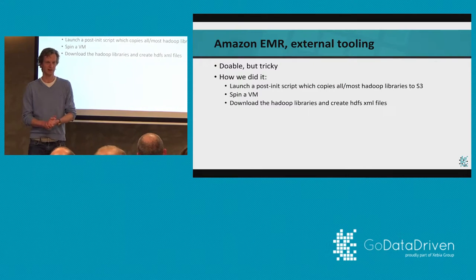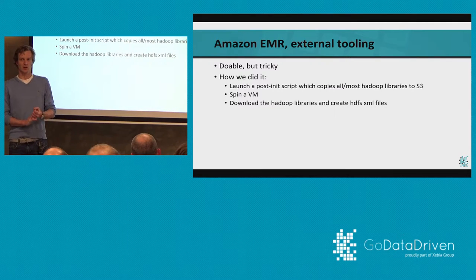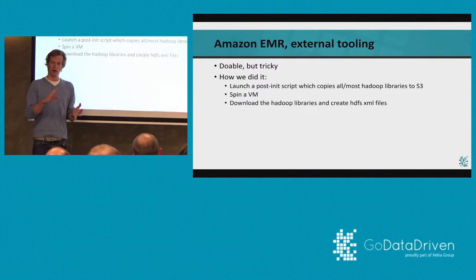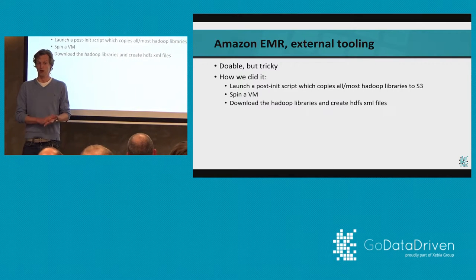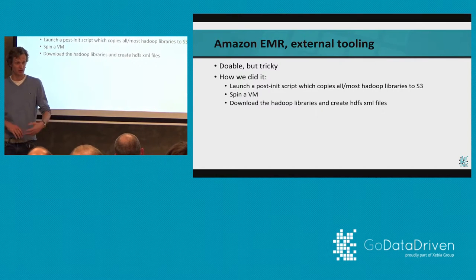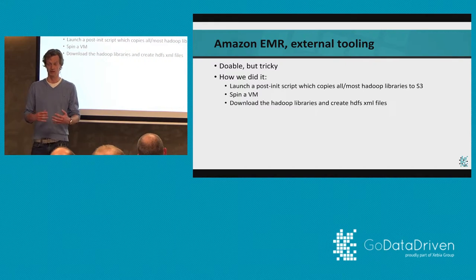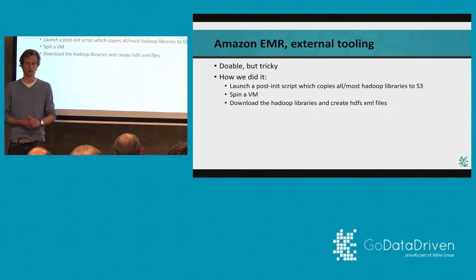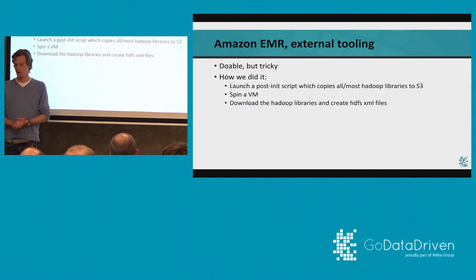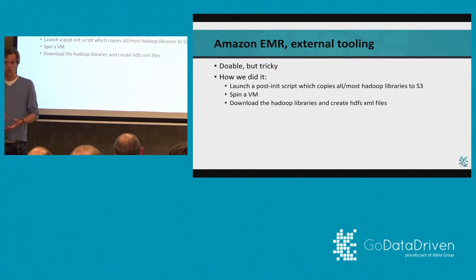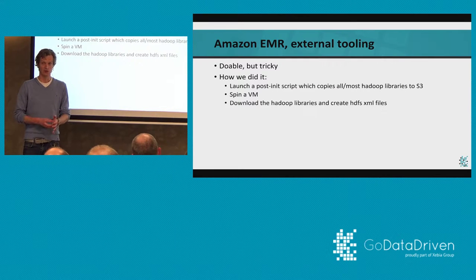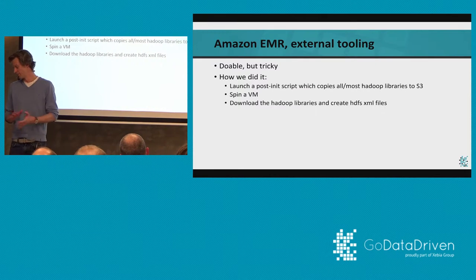Something else which is tricky: external tooling. So back to the initial introduction I gave. You have this edge node. On this edge node, you have some tooling. This tooling you use to access the data. For instance, a very popular choice for data scientists is JupyterHub. If you want to make JupyterHub work with EMR, it's doable, but it's tricky.